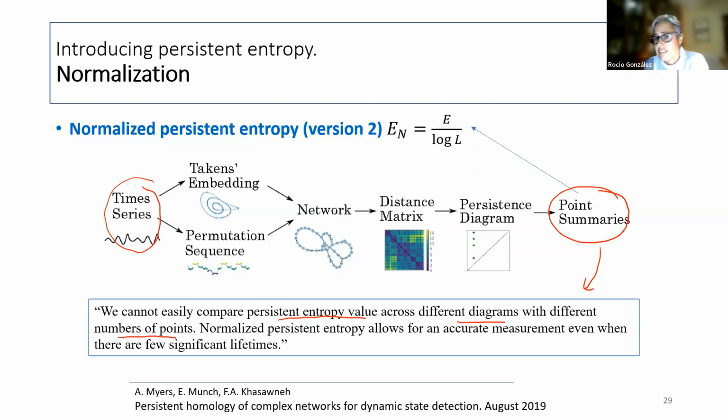So at the beginning, if we consider persistent entropy by itself, persistent entropy is not stable. That is, as they say, it is not easy to compare persistent entropy if 2 persistent barcodes have very different numbers of bars. Not easy means that it's not stable. So we study the stability of persistent entropy.